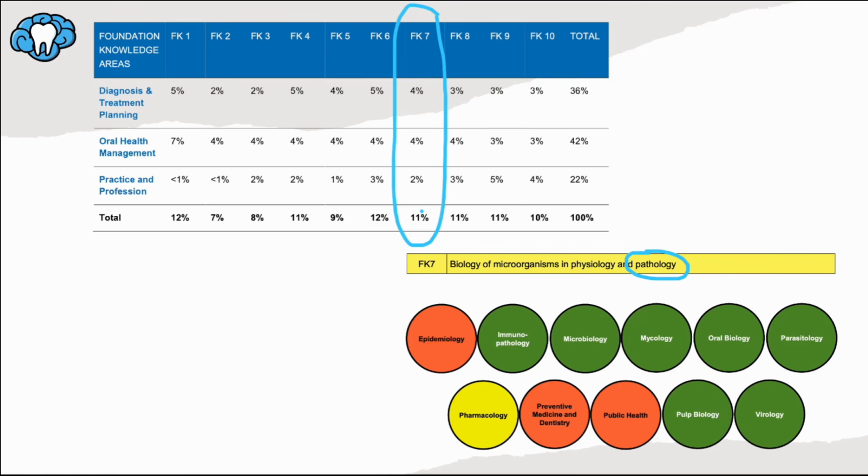This information is extremely applicable, though, to a host of other exams, including the ADAT, AFK, DL OSCE, NBDHE, and many, many more. In the bottom right here is a quick look into the specific basic science categories covered in this foundation knowledge area 7. As always, these subjects will be combined with the important aspects of dentistry to make the exam clinically relevant, including diagnosis and treatment planning, oral health management, and practice and profession.